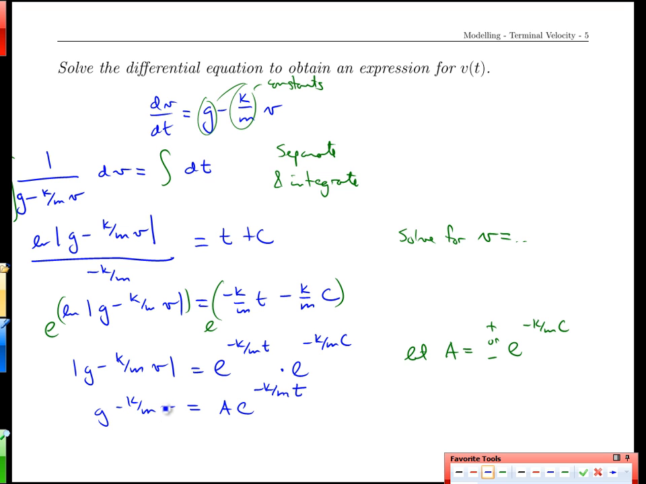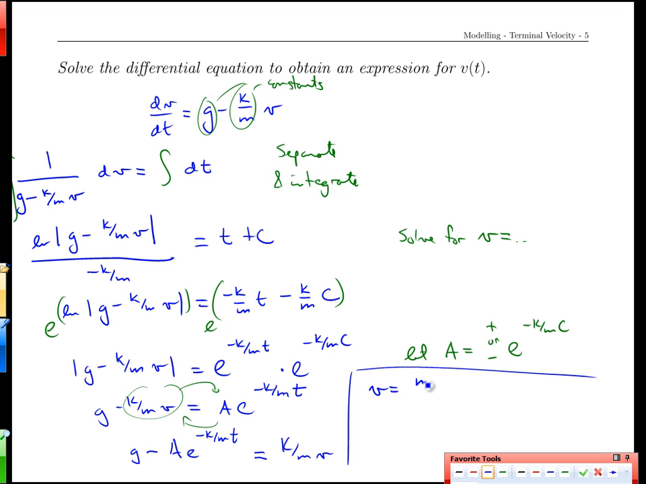Last but not least, we still need to solve for v. We're getting closer, but I think the easiest way to do that is bring this term over here, this term over here. So we end up with g minus a e to the minus k over m t equals positive k over m v. And so our velocity is m over k, invert that guy, g minus m over k a e to the minus k over m t. And if we like, we could group all of this together and let b equal that thing there. We'll just call it that big constant b.